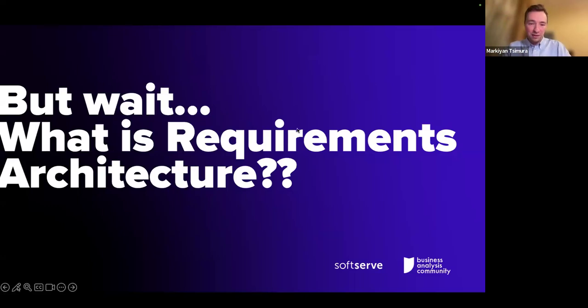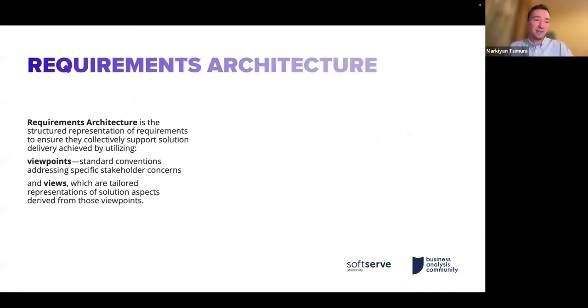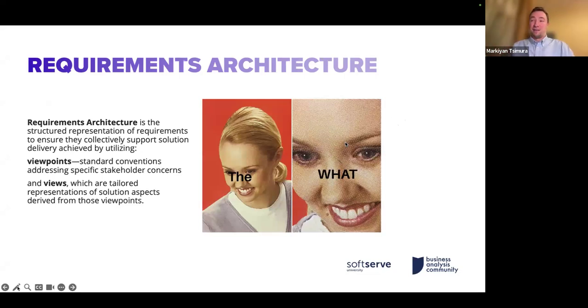Good one. Okay, I'll show you the definition. Requirements architecture, and I'll read because I cannot memorize it. Requirements architecture is the structured representation of requirements to ensure they collectively support solution delivery, achieved by utilizing viewpoints, standard conventions addressing specific stakeholder concerns, and views which are tailored representations of solution aspects derived from those viewpoints. And always when I read this, my reaction is like, what? What is this? What actually are these viewpoints and views, how to understand them? That is my face, the reaction.